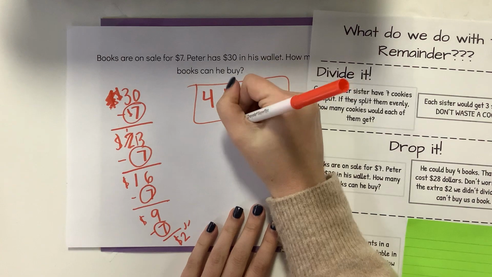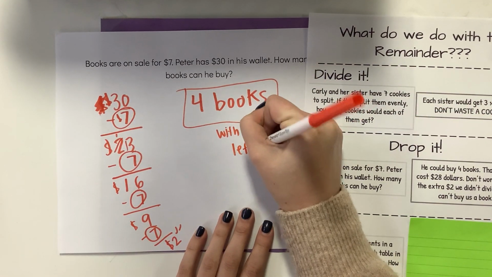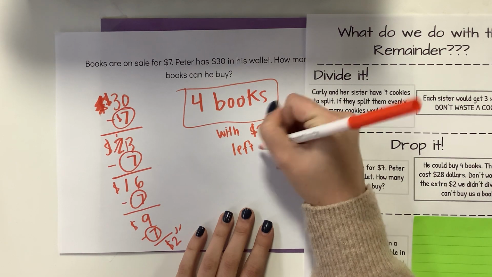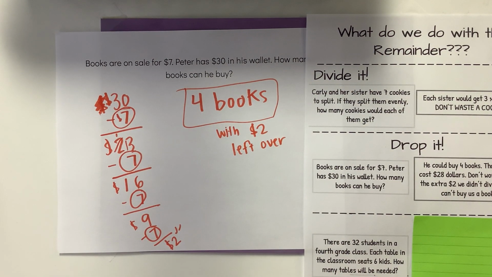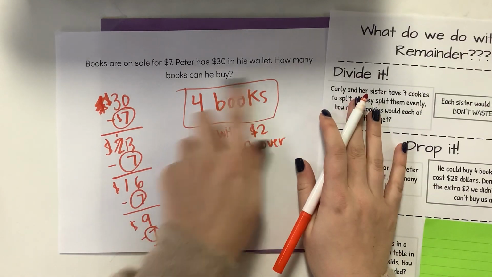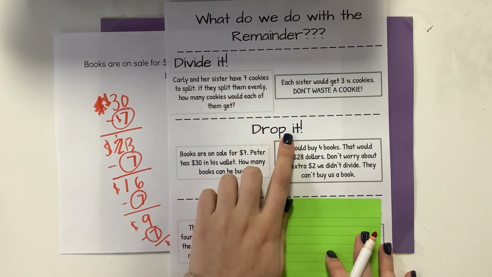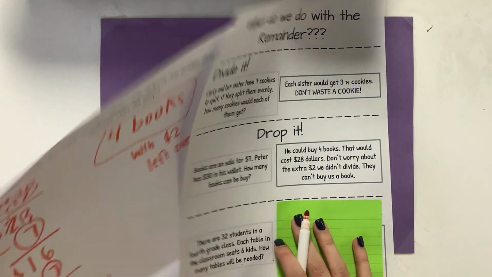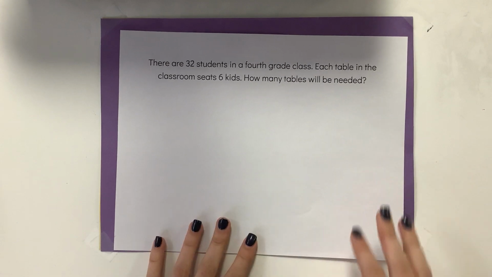We could say with $2 left over, we don't even have to do that because all it's asking us is how many books he can buy. So he can buy 4 books. We dropped the remainder. Okay, now there's one more thing that we can do with the remainder if we come across a problem like this.